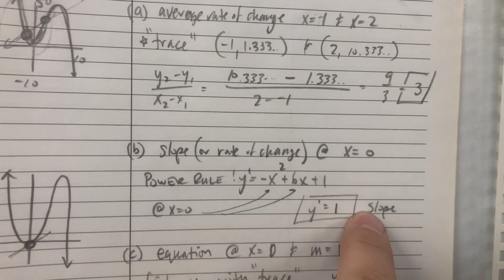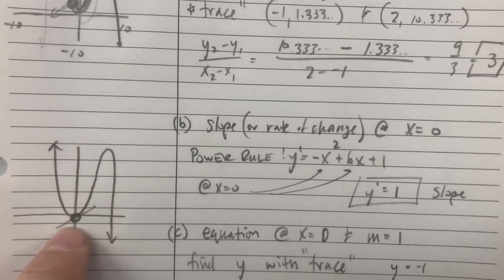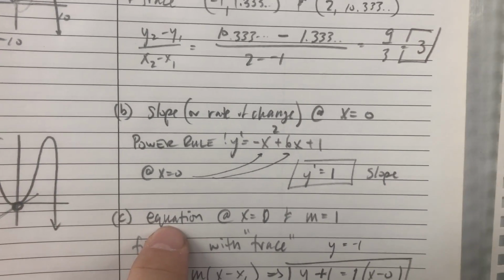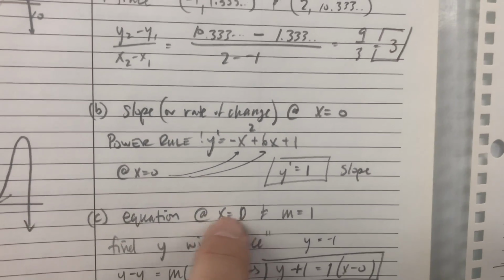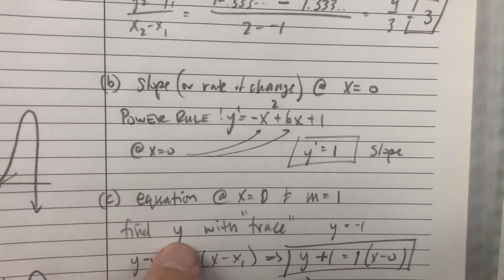That's the slope at x equals 0, at that point 0. So that's going to be the slope of 1. The equation needs the 0 for the x, the m for the slope, right here 1, but we also need to find the y.